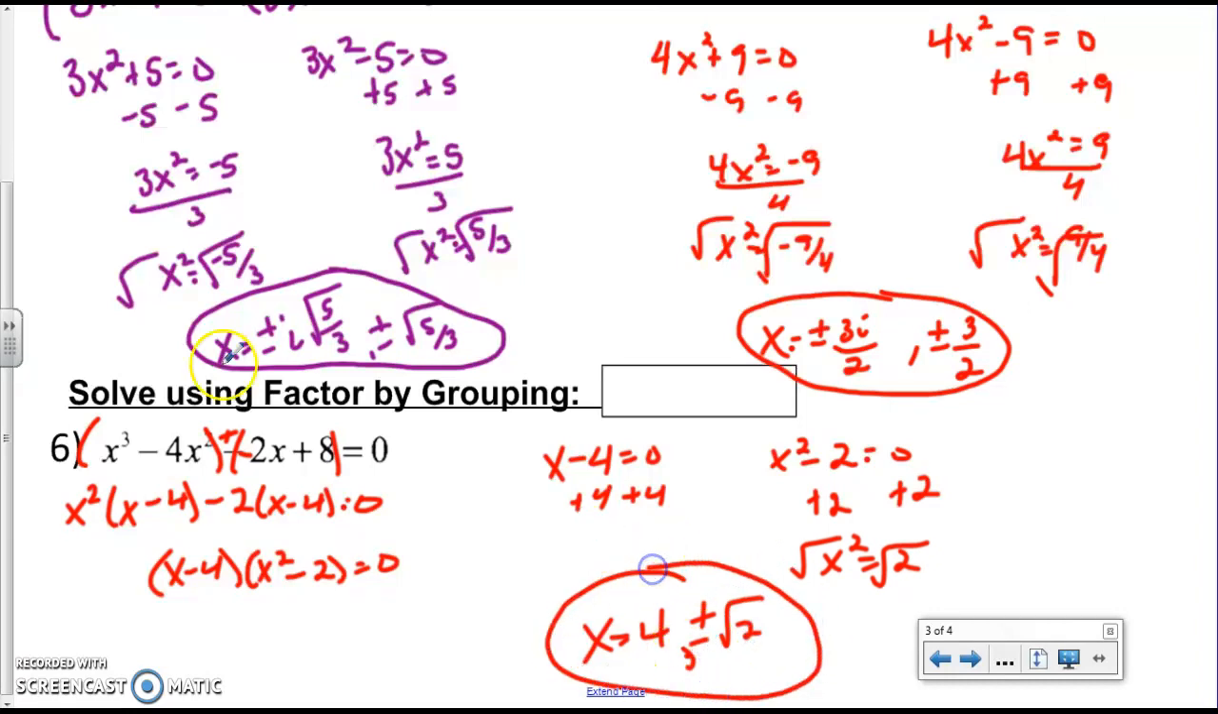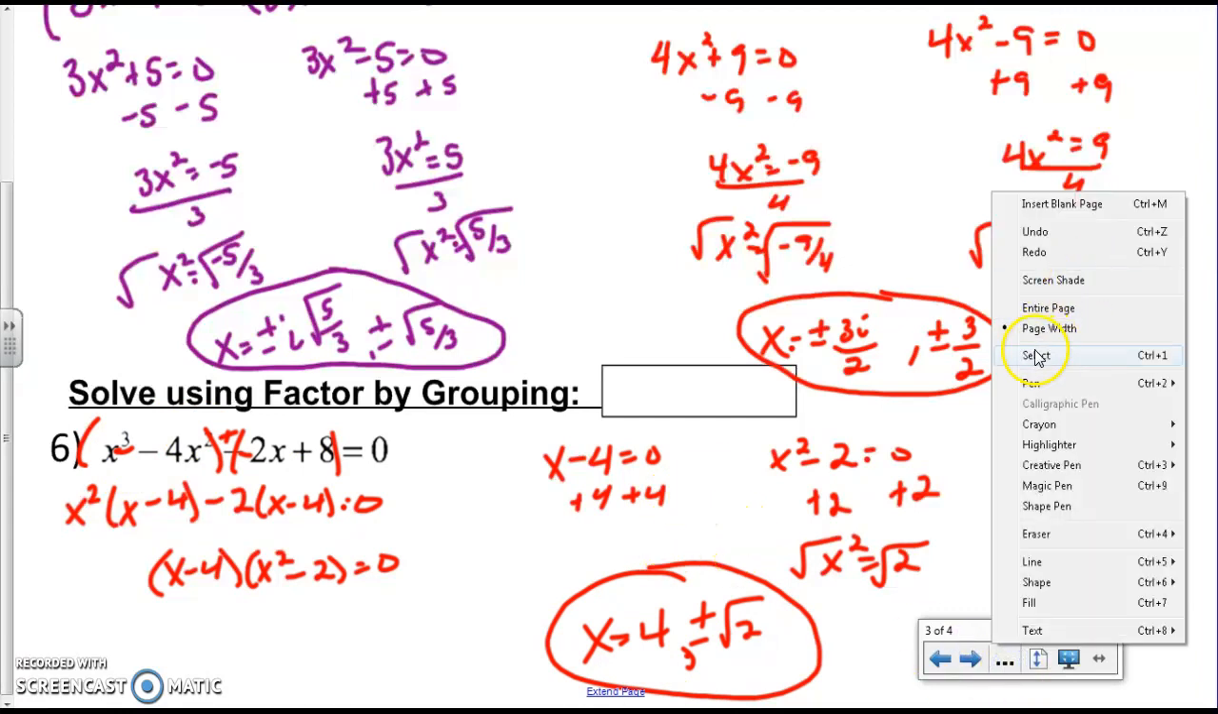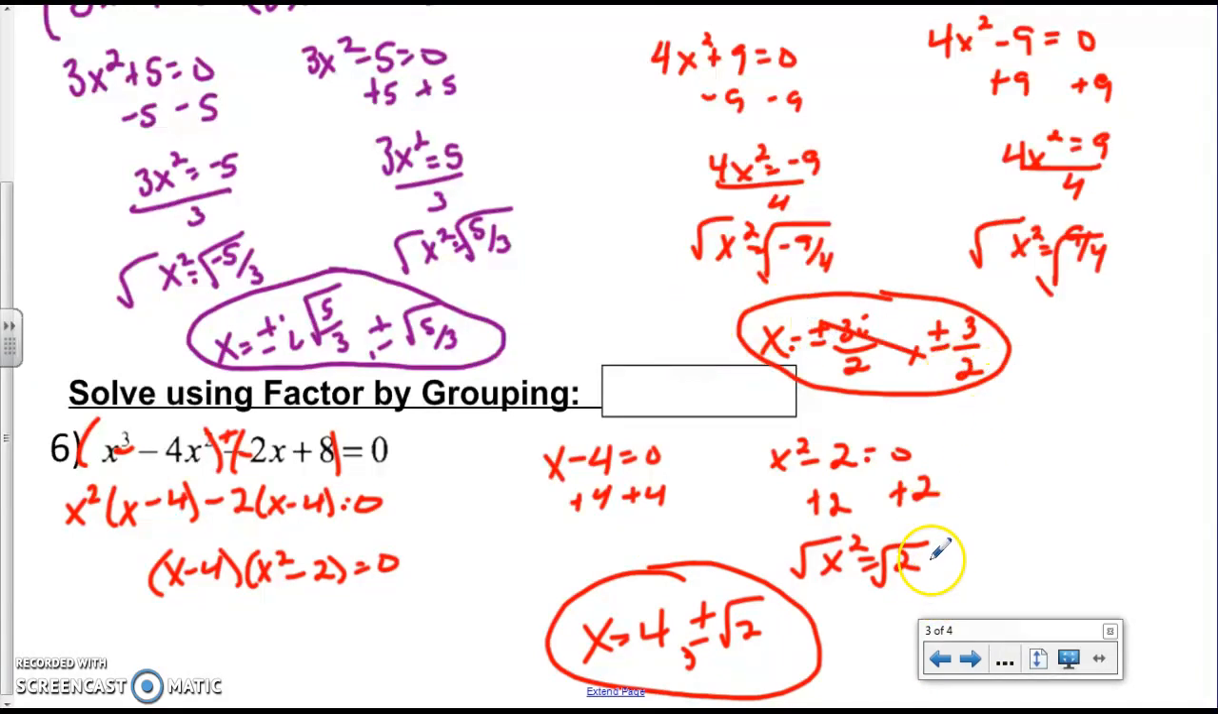Notice, this time, my biggest exponent here was 3. And I have 1, 2, 3 answers: 4, square root of 2 and negative square root of 2. So it's a good way to check what you're doing there. One thing to pay attention to is the only time you use factor by grouping is if you have 4 terms.